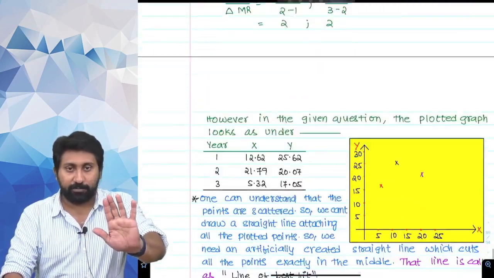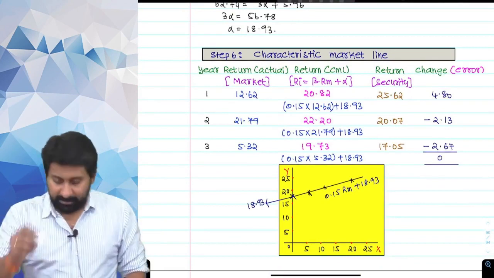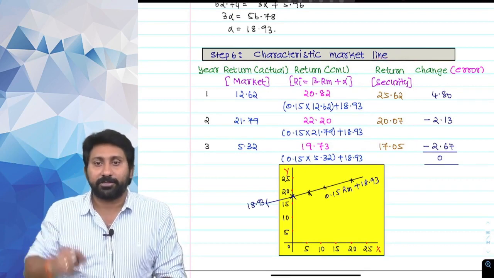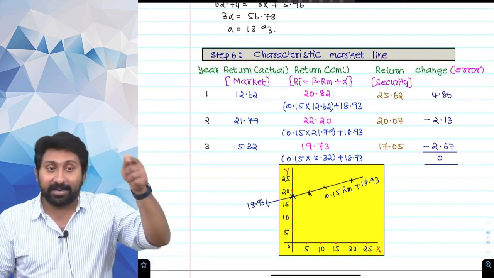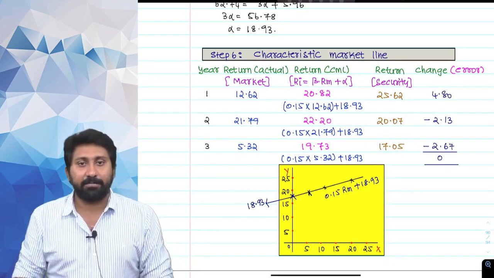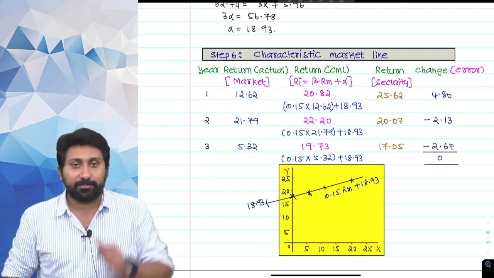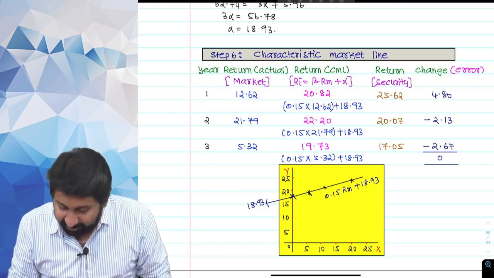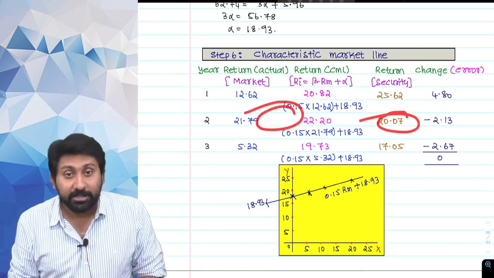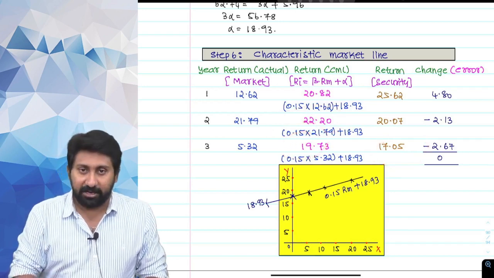I think everyone understood up to here. Now it is complicated, so listen carefully. I will explain 2-3 times. This column is the actual returns we originally obtained: 25.62, 20.07, 17.05. Now, when I establish a straight line relation between market and security, it should fit an equation, y equal to mx plus c. If I use that equation, it is not 25.62, it is 20.82. It is not 20.07, it is 22.20.